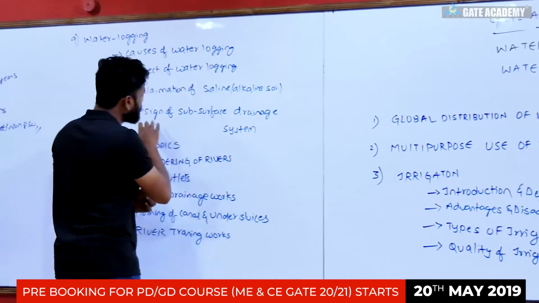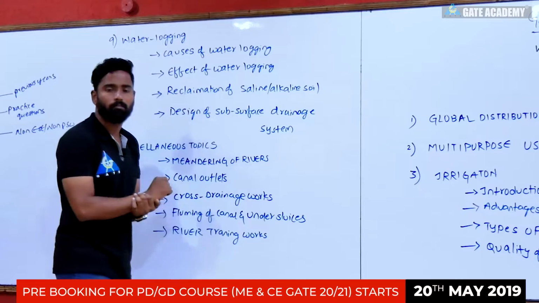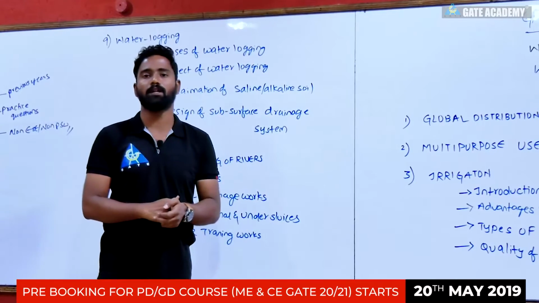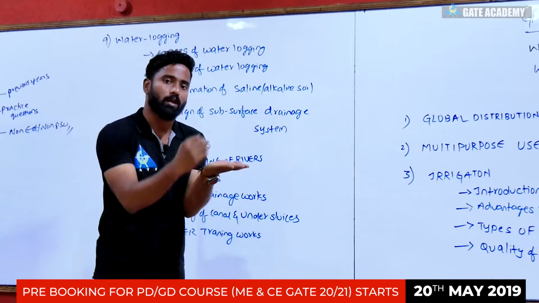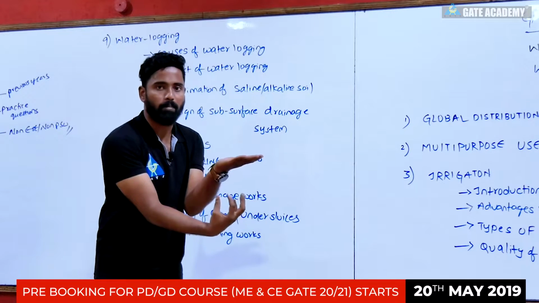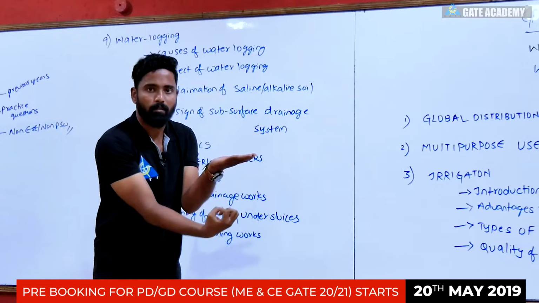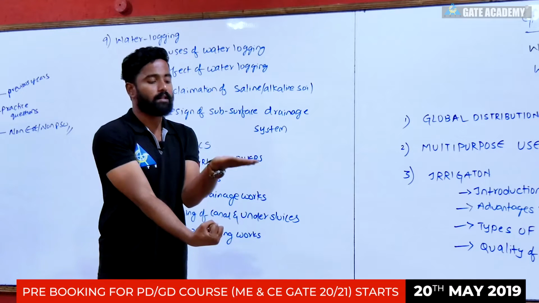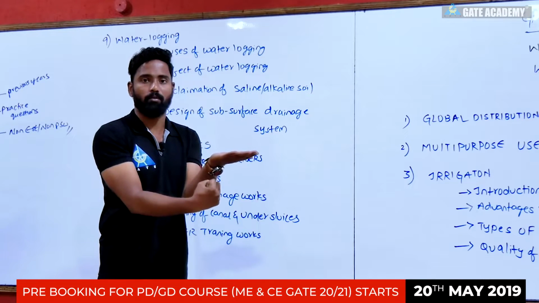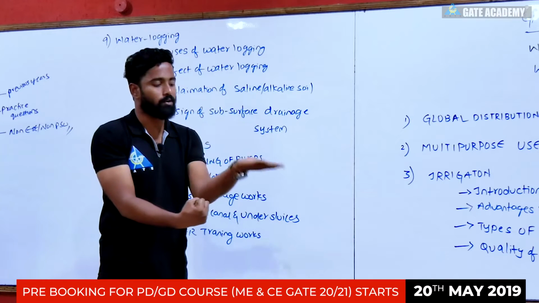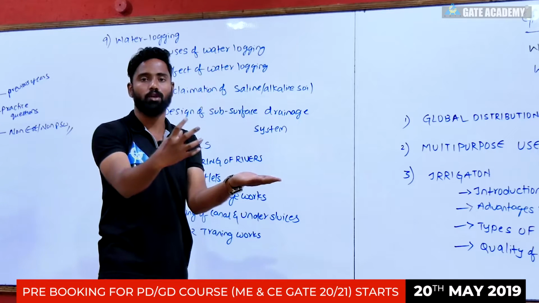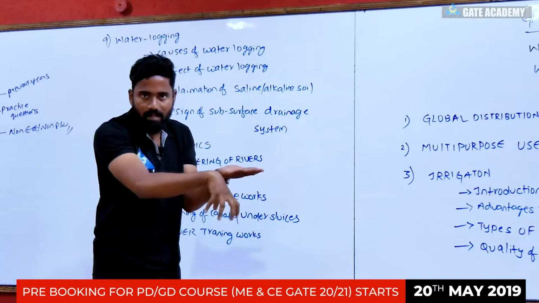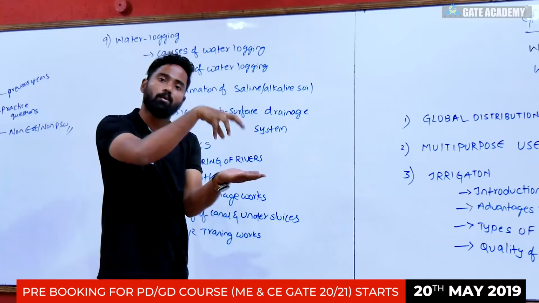Next, design of subsurface drainage system. Why do you have to design the subsurface drainage system? That means there is a land, there is water. In the bottom, I'll provide a pipe so that it sucks off the maximum amount of water, and then only some amount of water is present over here, and this water is utilized by the plant for its growth. So this subsurface drainage system is designed based on waterlogging.